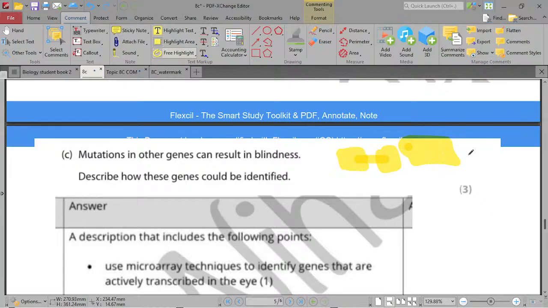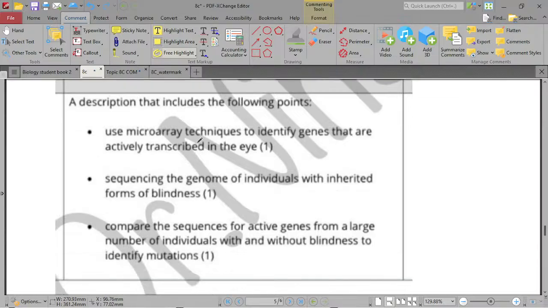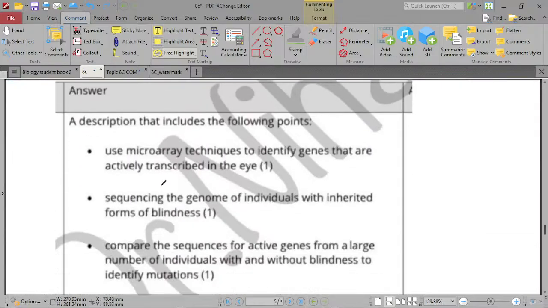Now we can look at, do we have to describe, so genes which are red are going to be genes that are involved in it or something. It's only 3 marks though, so I don't know.